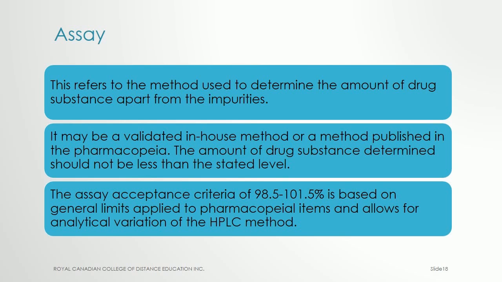Assay. This refers to the method used to determine the amount of drug substance apart from the impurities. It may be a validated in-house method or a method published in the Pharmacopoeia. The amount of drug substance determined should not be less than the stated level. The assay acceptance criteria of 98.5-101.5% is based on general limits applied to pharmacopoeial items and allows for analytical variation of the HPLC method.